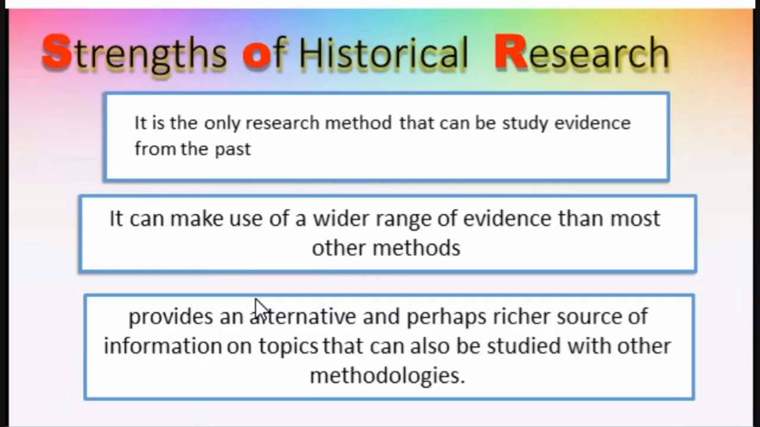And these are the strengths and limitations, right? What are the strengths? It is the only research method that can study evidence from the past. That is true. No other method can study evidence from the past. This method is the only one that can, because it is history, right? It can make use of a wider range of evidence than most methods. That is very true. In other methods, the choices are limited, whereas in historical research there is a wide range to choose your methods and evidence from.